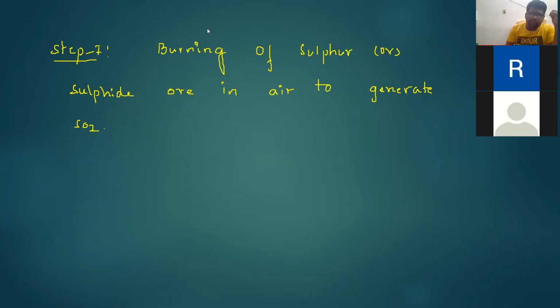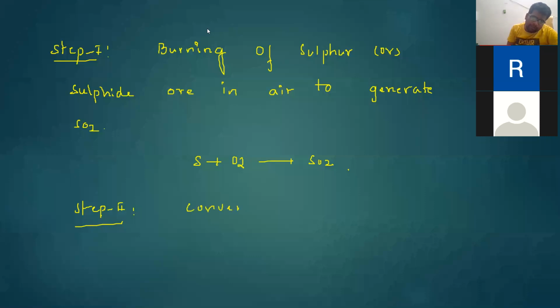For example, here sulfur is treated with oxygen to form sulfur dioxide. So this is the first step. And next, the second step. What is step number 2? Conversion of sulfur dioxide to sulfur trioxide. How to convert sulfur dioxide to sulfur trioxide? So SO2 can be converted into SO3.